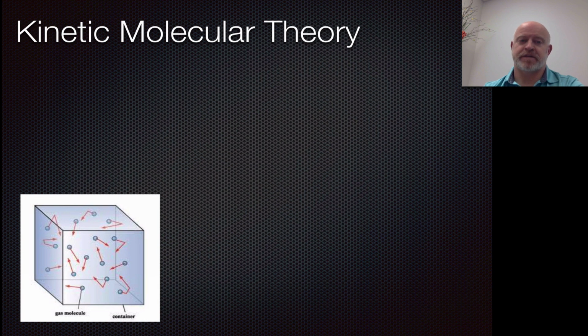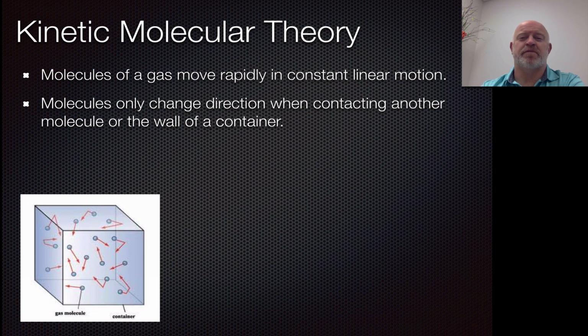All right. Now, here's what the kinetic molecular theory tells us, and we have different parts of it. The first part of this theory is that molecules of gas are going to move rapidly. They move fast in constant linear motion. So we're looking at a box like this. If you have a gas particle, it is going to move in a linear fashion at a high rate of speed. Now, it will change direction, but only when it contacts another molecule or the wall of a container.